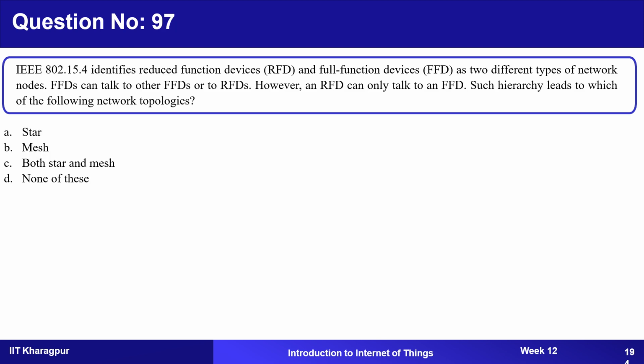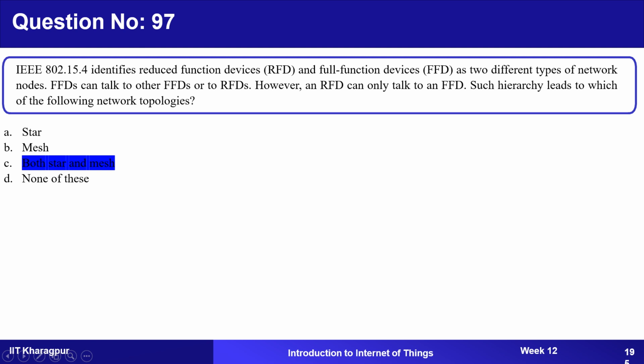Next question: IEEE 802.15.4 identifies reduced function devices and full function devices as two different types of network nodes. An FFD can talk to other FFDs or to RFDs. However, an RFD can only talk to an FFD. Such hierarchy leads to which of the following network topologies? Star, mesh, both star and mesh, none of these. Star topology, ma'am. So it's both star and mesh.